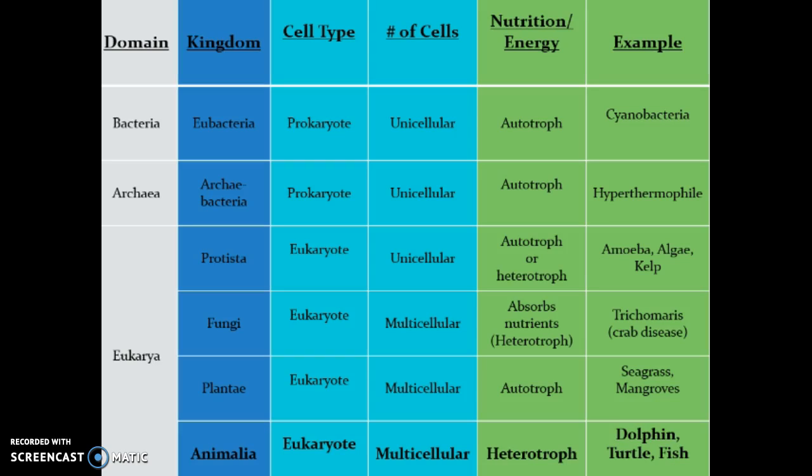The prefixes uni and multi should be fairly familiar to you. Uni, U-N-I, is one or single, whereas multi is many. Autotrophs and heterotrophs should sound really familiar. Autotrophs make their own food. Heterotrophs eat something that makes its own food, or eat something that eats something that makes its own food.